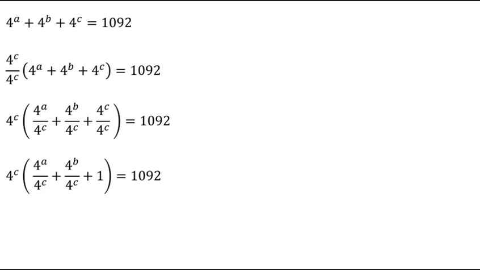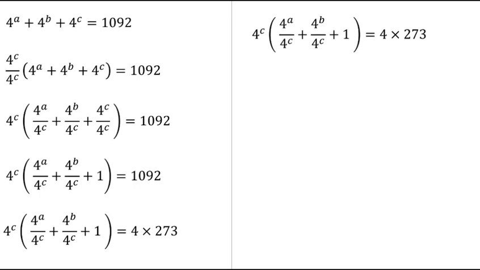Now this 1092 on the right hand side, we can write it as 4 into 273. Now if we see, the left hand side is a product of two numbers. One number is 4 raised to power something and the second number is an odd number. How can we say it is an odd number? Because this part is even, this part is even, the two parts are even, and we are adding 1 to it, so this number becomes an odd number.